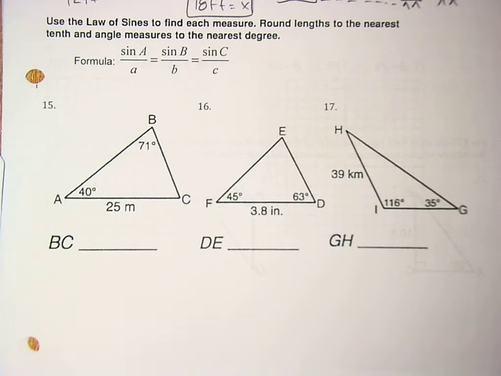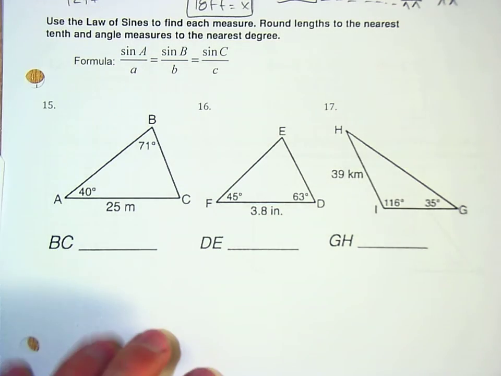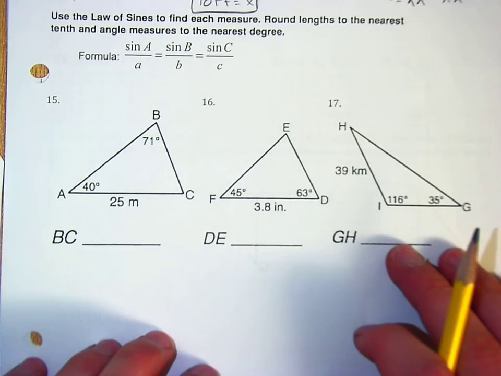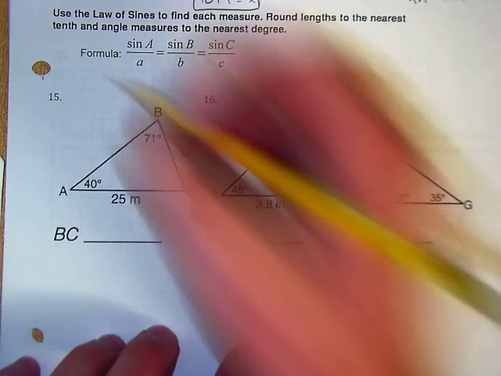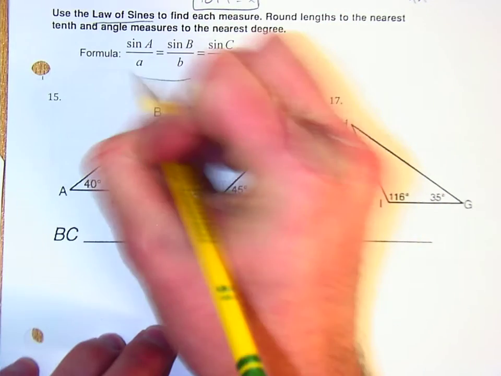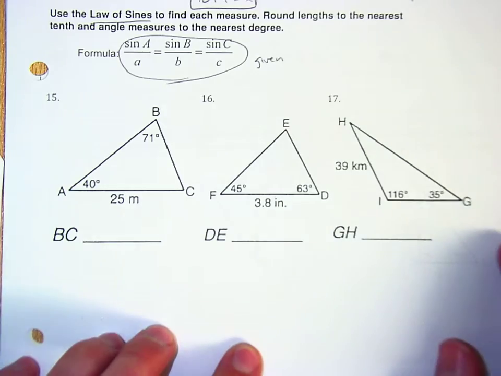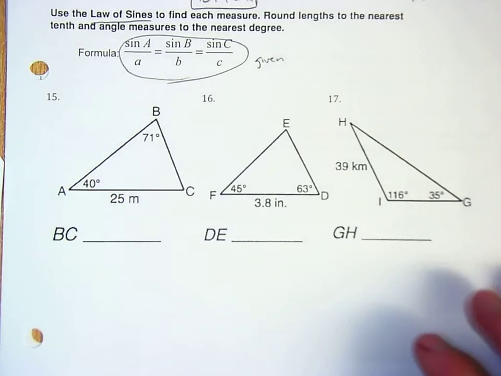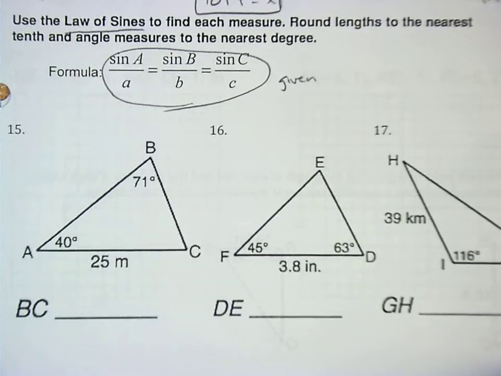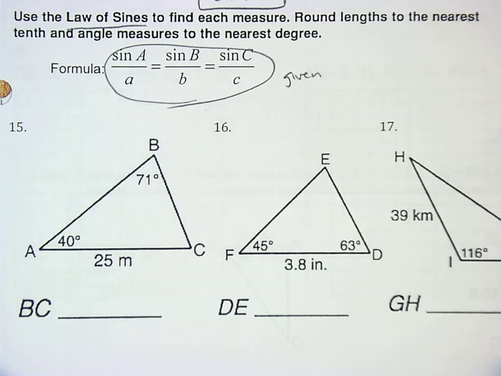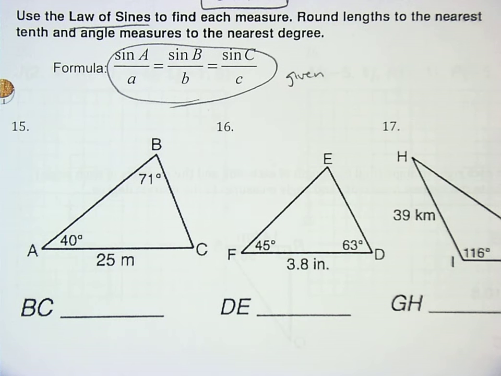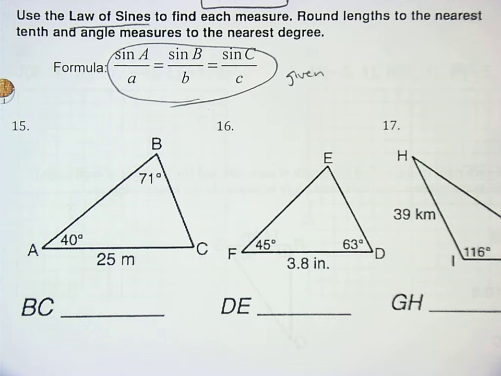So here we are looking at problems 15 through 17 now. This is on page 3, right below the word problems. And we're looking for the law of sines. Now remember, on the test, you're going to be given this formula for law of sines. It'll be given to you. And this is also a good indicator that they want you to use law of sines, as if you see this formula. So if we see it, we know we're going to use it.